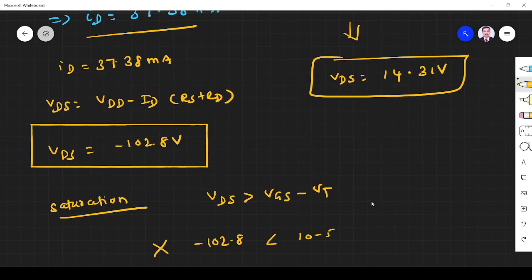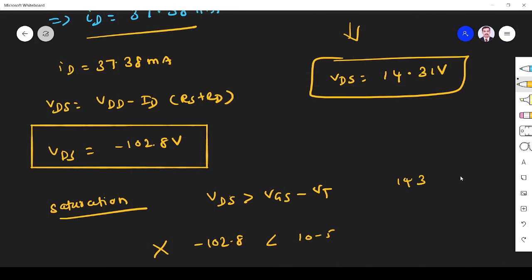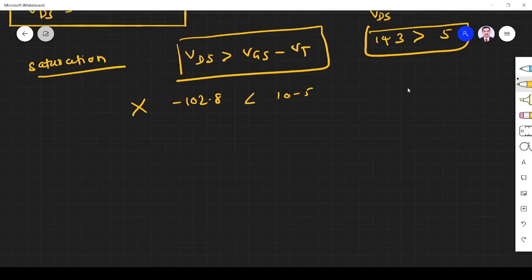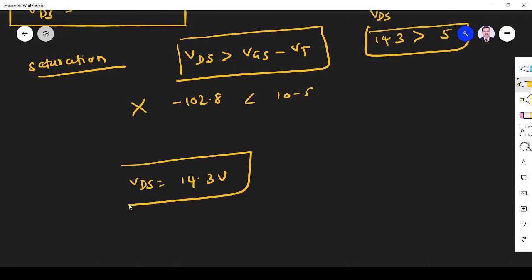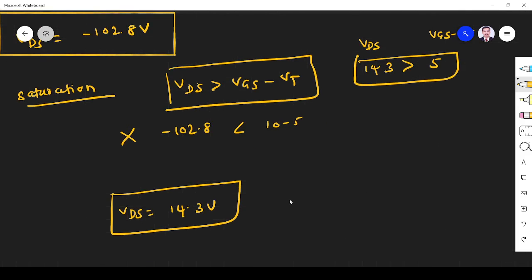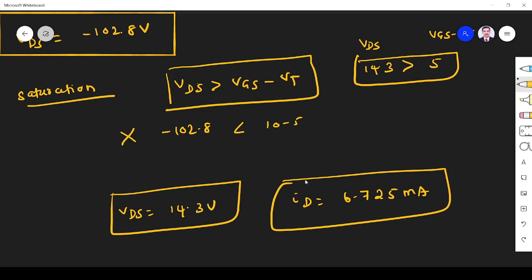Right? So what will be this VDS? Here VDS is 14.3, and this is 5. So again VDS and VGS minus VT I find, and this condition is fulfilled. So for saturation we know VDS must be greater than VGS minus VT. So when VDS is equal to 14.3, the device is in saturation. So what we get is VDS is equal to 14.3 volt. This I obtained for ID equal to 6.725 milliampere. So this is what we have to find.